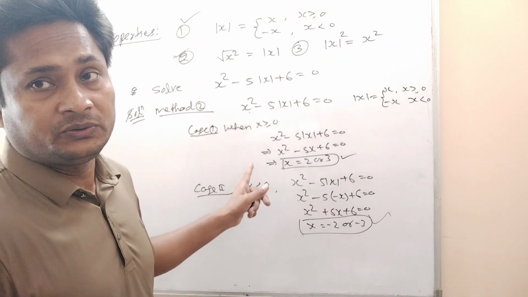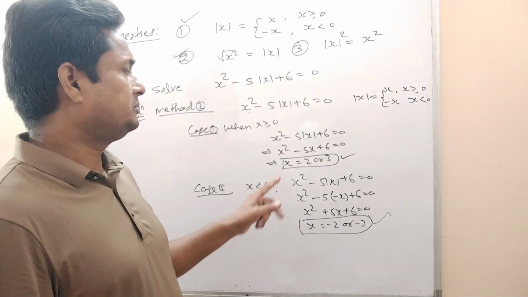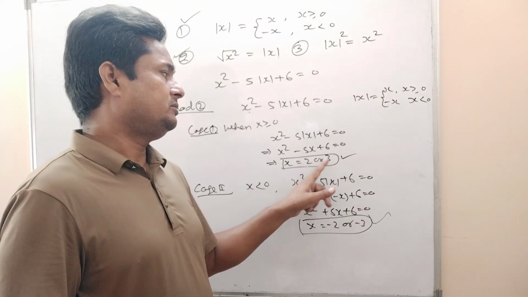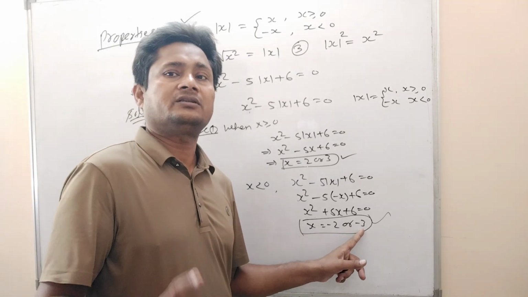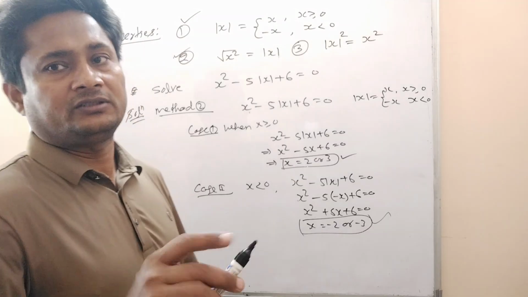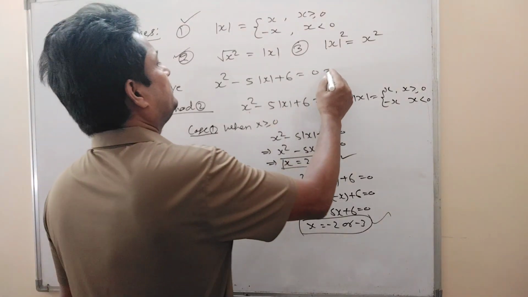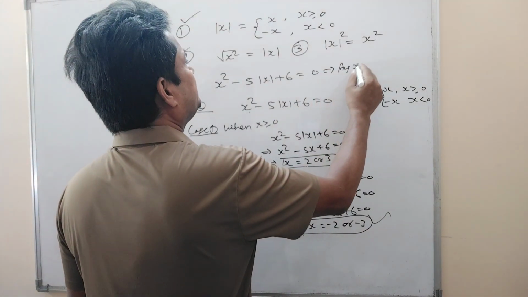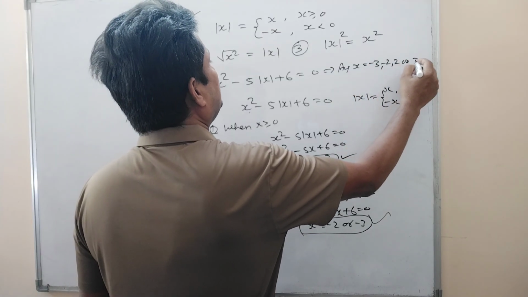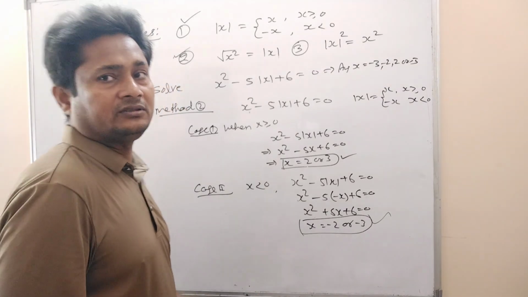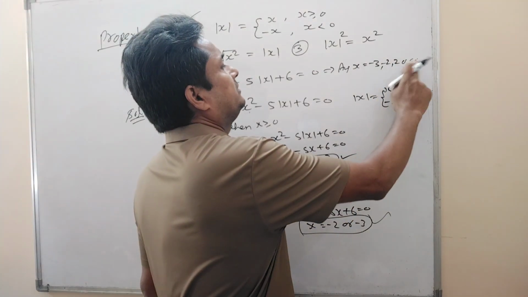Finally, we have to take the union of these two cases. So x is equal to 2, 3, minus 2, minus 3 are the 4 answers of this one. So the answer is x is equal to minus 3, minus 2, 2 or 3. This is the answer for this equation.